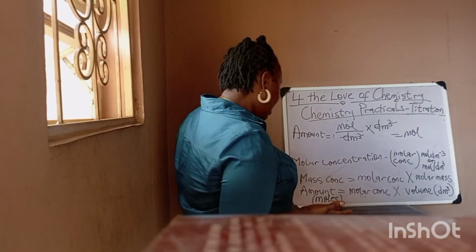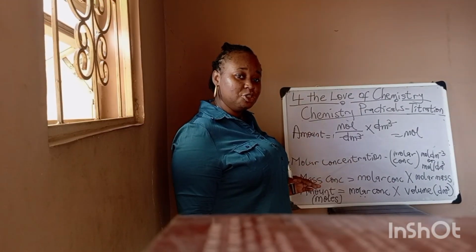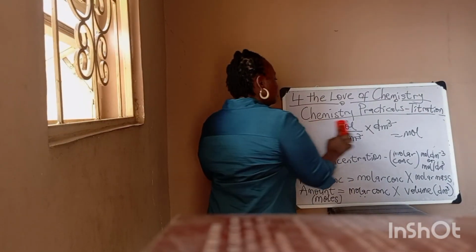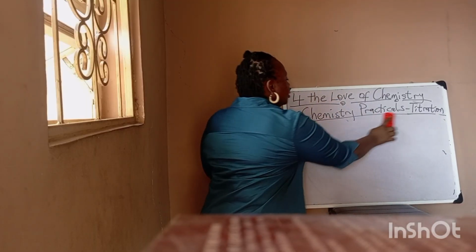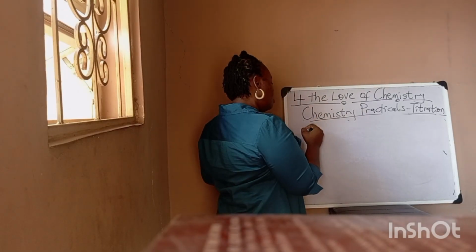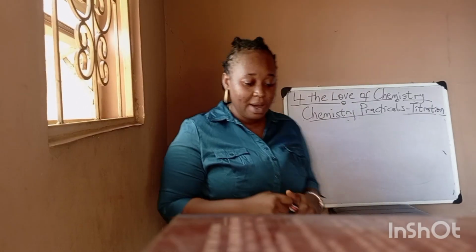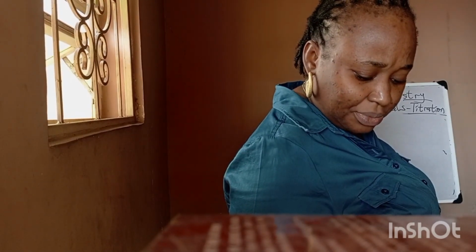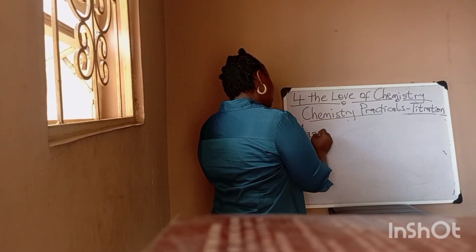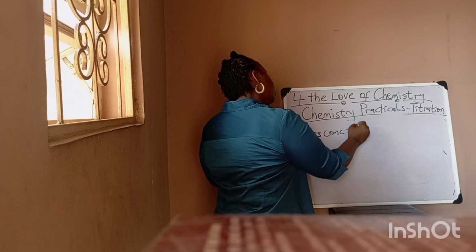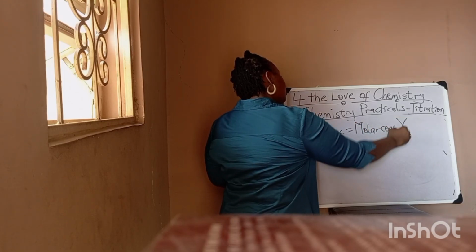So let's look at the relationship between molar concentration, mass concentration, and molar mass of the compound. We have that the mass concentration, mass conc, is equal to molar conc times molar mass.